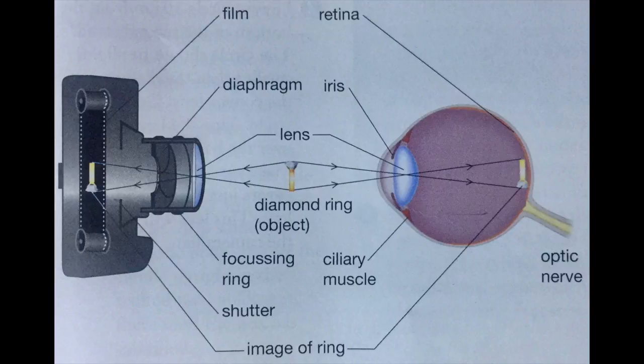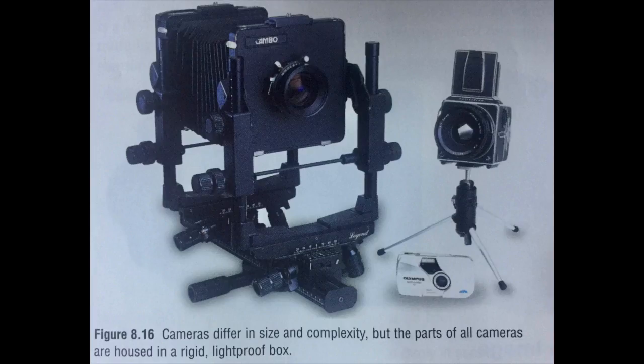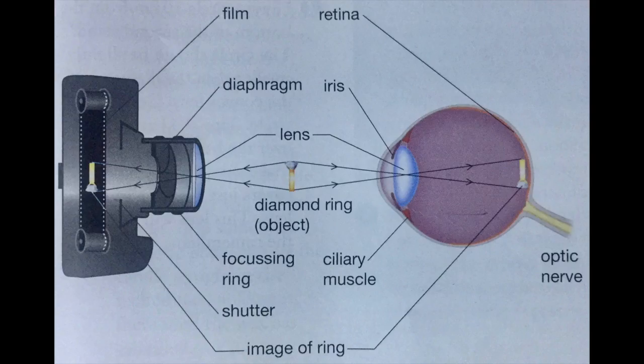The parts of the camera are contained in a rigid, light-proof box. See figure 8.16. Cameras differ in size and complexity, but the parts of all cameras are housed in a rigid, light-proof box. In the eye, layers of tissue hold the different parts together. In order to keep the eye from collapsing, the eyeball is filled with fluids called humors. See figure 8.17.